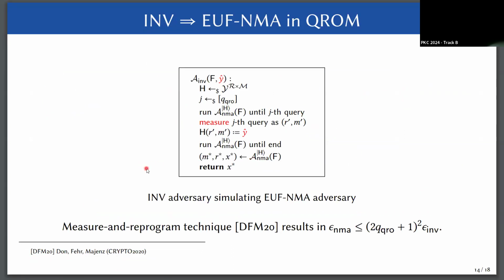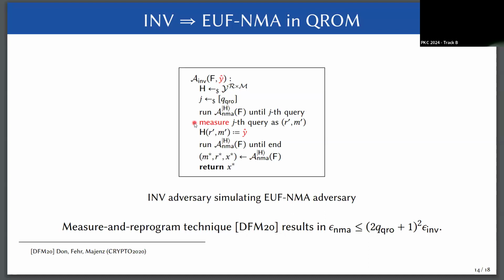As for the reduction from non-invertibility to EUF-NMA, we use a measure-and-reprogram technique. And this technique results in this kind of bound, which has quadratic loss. And here's our view. The adversary for non-invertibility, given the challenge Y hat, simulates the EUF-NMA adversary like this.